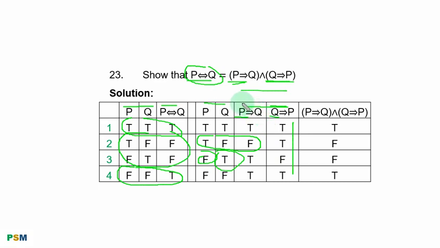You combine both using AND. For this connective, it is true when both are true and false at every other point. You check the columns for the result and they are the same. So you have shown that the compound statements are equivalent.